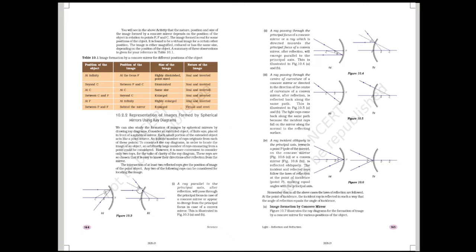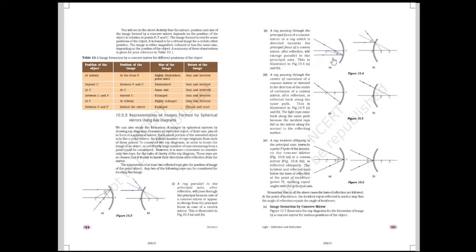Now the second rule is the same as the first, but the ray comes from the downward side. That means the light comes from either side of the mirror, from the upper side or the lower side, but parallel to the principal axis, and it follows the same rule as in the first.